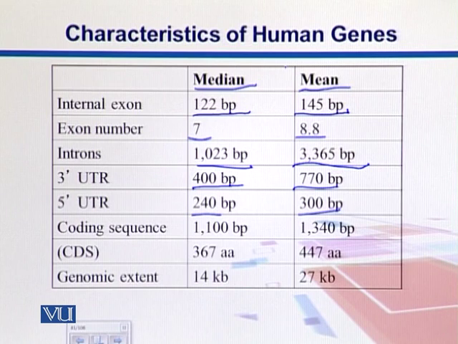Coding sequences are around 1 kb for the median, 1.3 kb mean. Those coding sequences then get translated into proteins. Obviously, since we have a triplet codon, there should be a ratio of 3:1. So 1/3 of this is roughly around 367 amino acids, and the mean amino acids coded in the proteins are 447. The genomic extent is 14 kb and 27 kb.